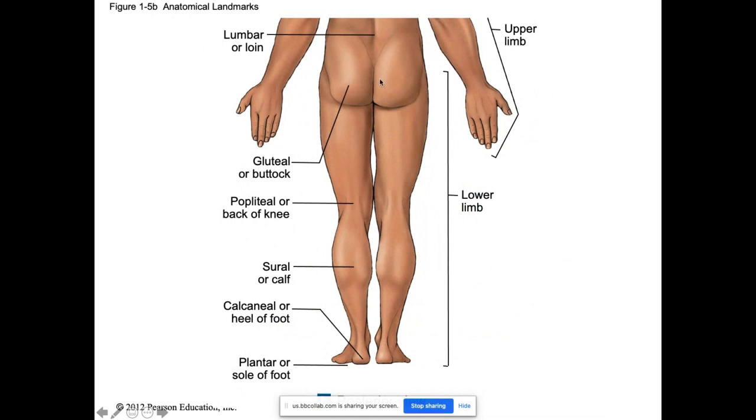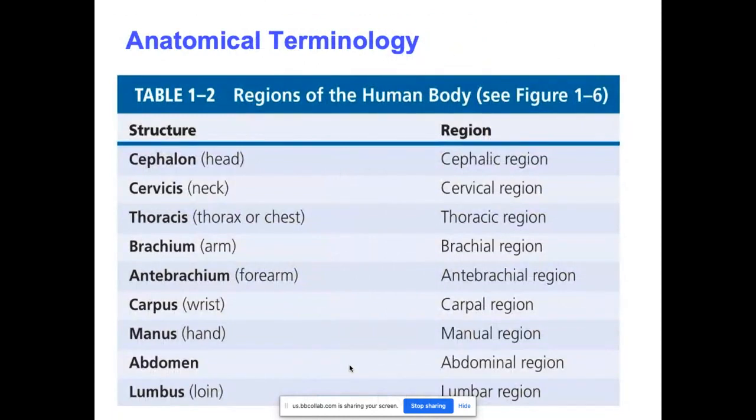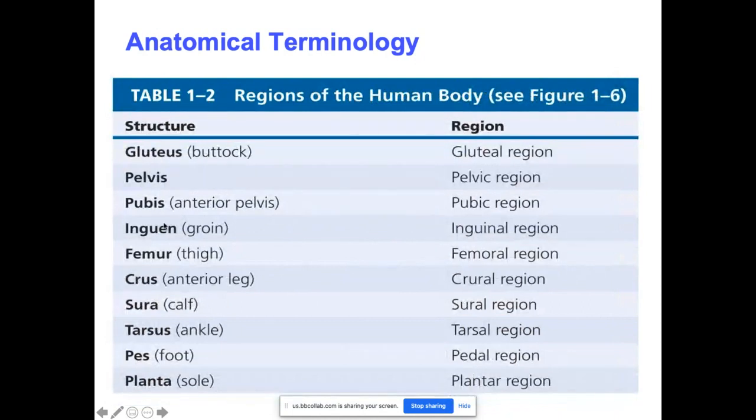We have the gluteal region, which is where your gluteal muscles are, gluteus medius, minimus, and maximus. We have the back of the knee, which is the popliteal region. The calf is called the sural. The heel is called the calcaneal. And then the underneath surface of the foot is called the plantar surface, or the sole of the foot. Okay, if you're more linear, again, here are the words, and then here are the regions that go along with it. Same thing here. Here are the structures, the terms that you heard me use, and then what part of the body they symbolize.